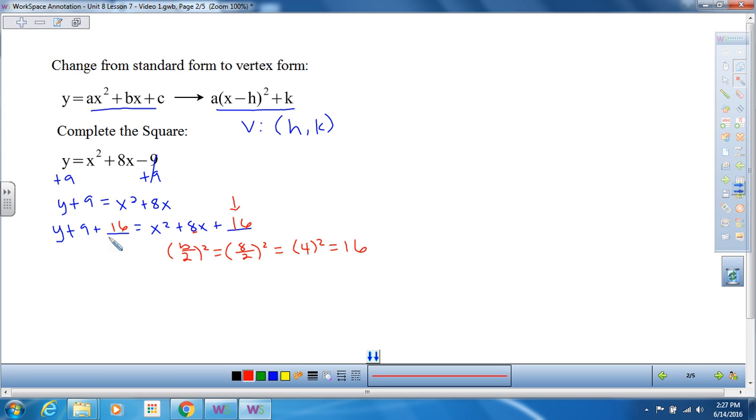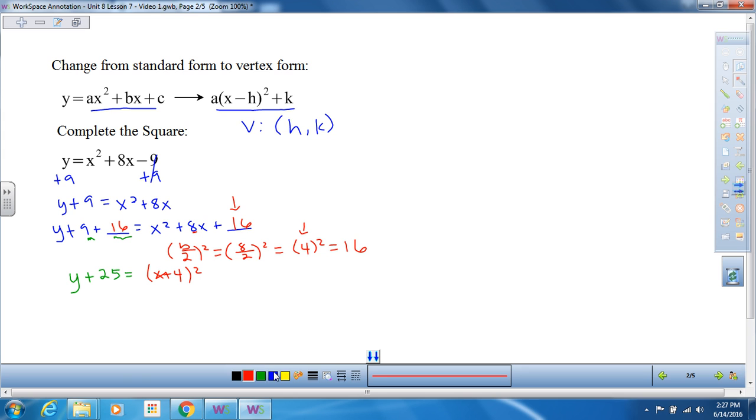Okay, combine like terms on the left. All right, so 9 and 16 are like terms. So that gives me y plus 25. And then I'm going to factor this on the right. Remember, it factors to the number you get here. So x plus 4 quantity squared.